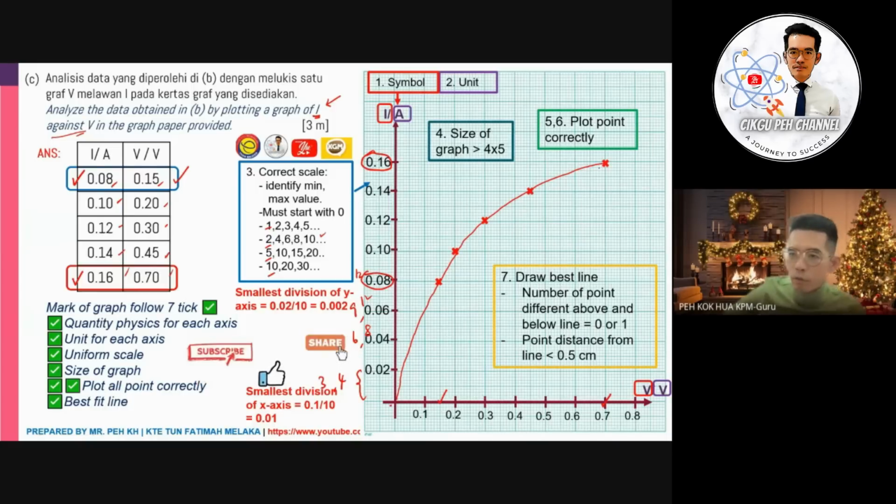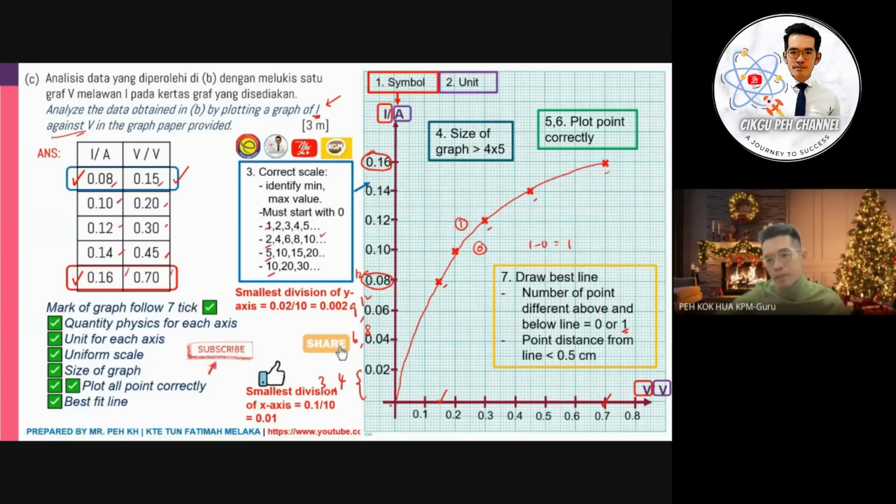You can see from my graph here, 4 points are actually on the line. There is only 1 point which is above the line. That means 1 above the line, 0 below the line. 1 minus 0 becomes 1. So we fulfill the requirement for the baseline here. Actually, I can draw all the lines.